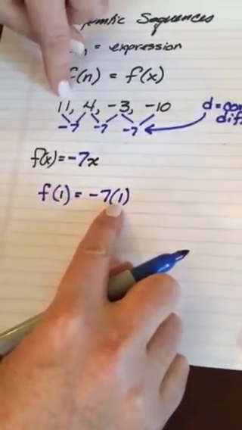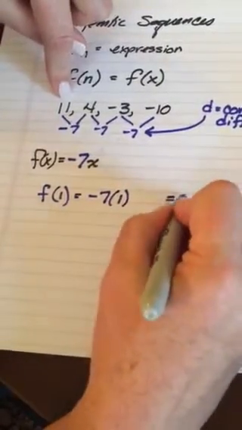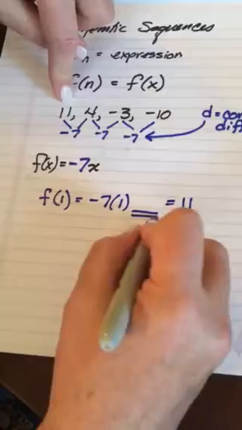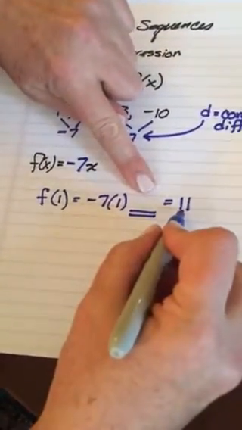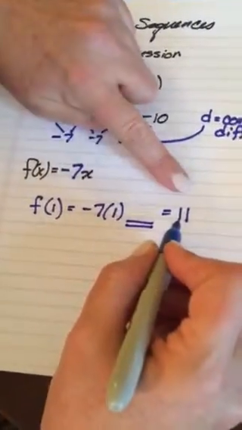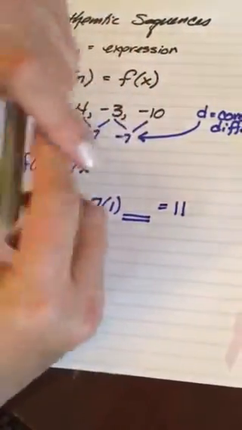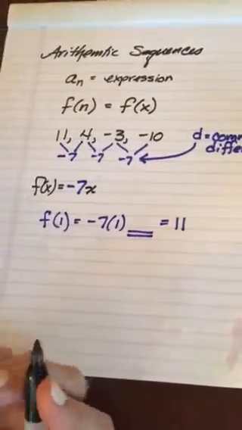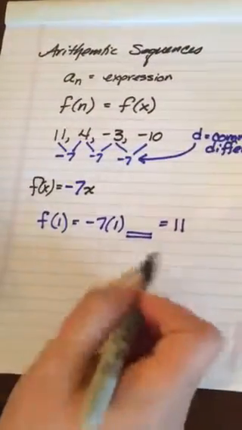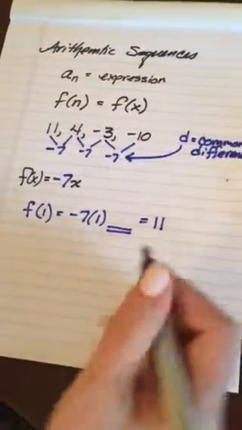Does that give us 11? No, it doesn't, right? There's something in between there. -7 plus something will give me 11. What do I have to do to get 11 from here? Well, obviously, maybe not obviously, but if you were going to solve an equation, you would add 7 to both sides, if you can picture that.